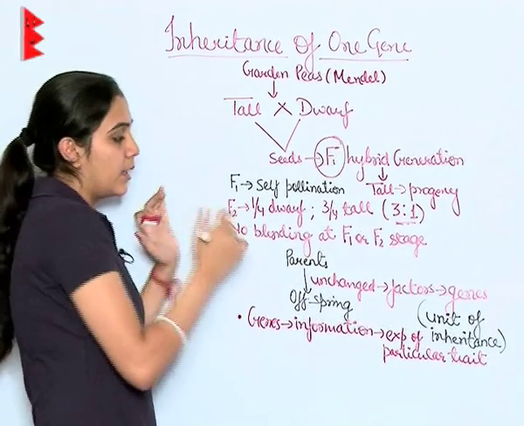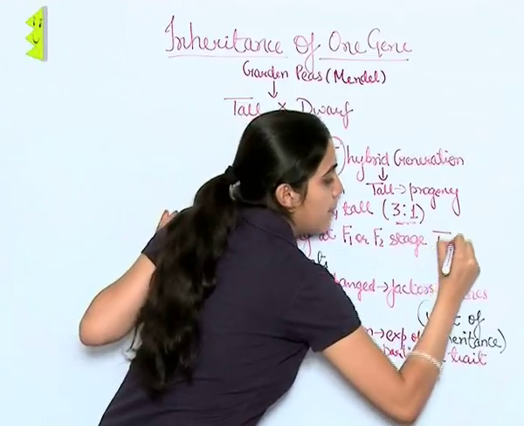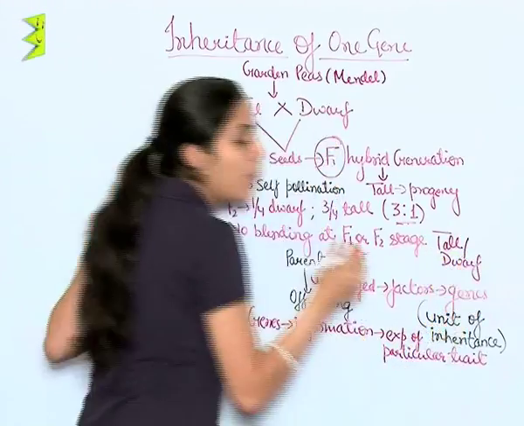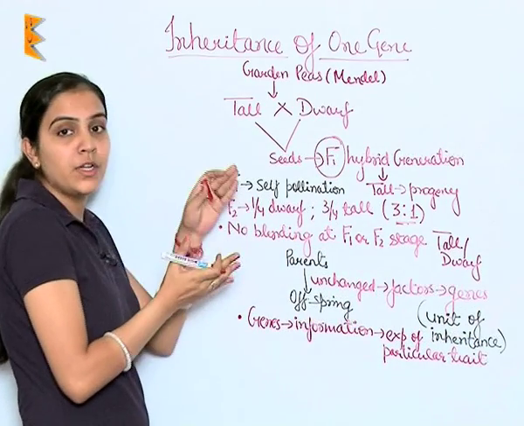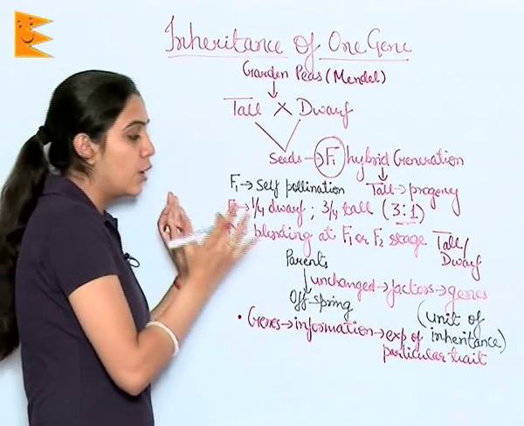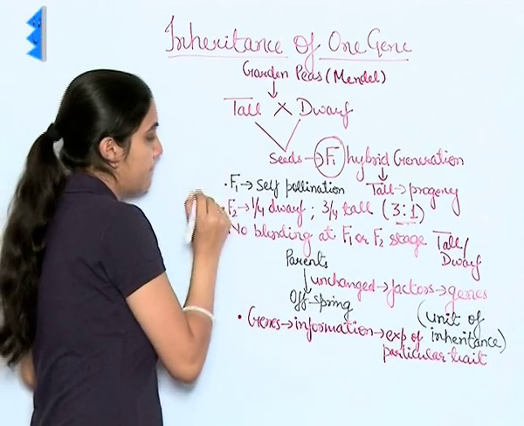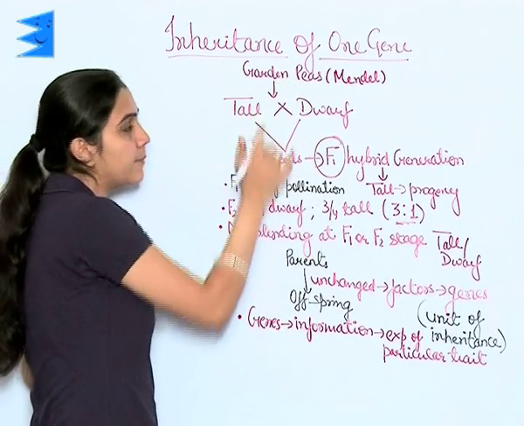That is, either a plant is tall or dwarf. No plant of medium height in between tall and dwarf is visible. So, let us understand it again.